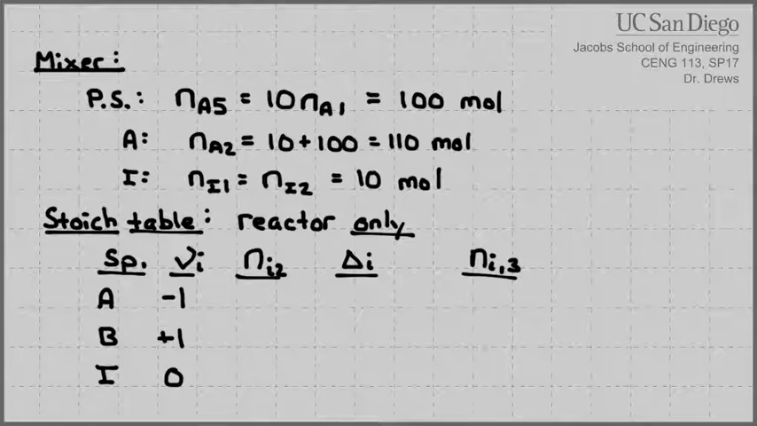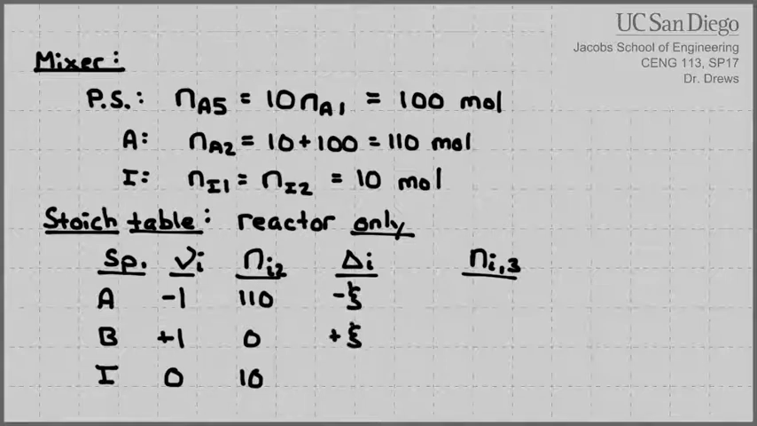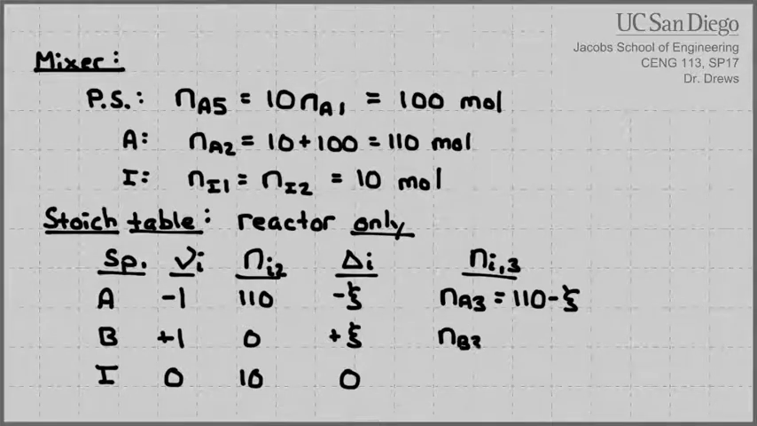The moles of everything coming in, we just figured out what that was. So the moles of A in stream 2 is 110, B is 0, and the inert is 10. The change: we're consuming a little bit of A, producing a little bit of B, and the moles of I are not changing. So the moles of A in stream 3 is going to be equal to 110 minus squiggle. The moles of B in stream 3 are going to be equal to plus squiggle. And the moles of I in stream 3 are going to be equal to 10.